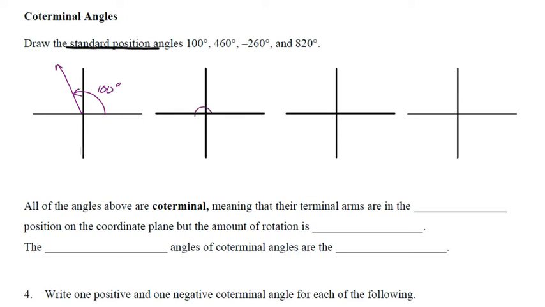460. And this is 90, 360. 460 degrees. Remember, we're showing the rotation. That's how we show it's 460. Negative 260: negative 90, negative 180, negative 260. Then 820. I was barely awake at 820.